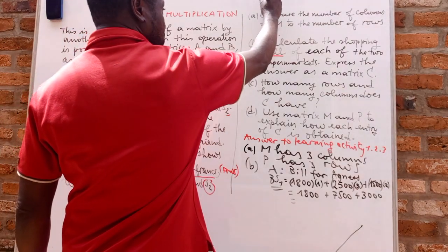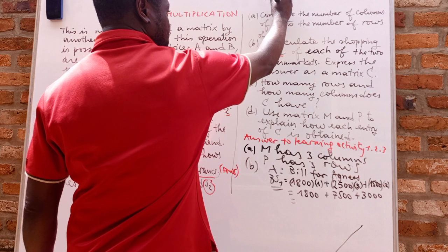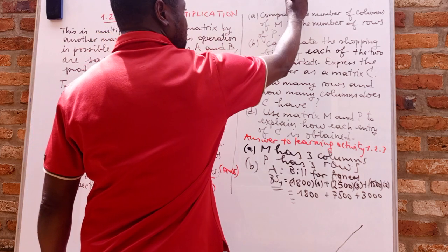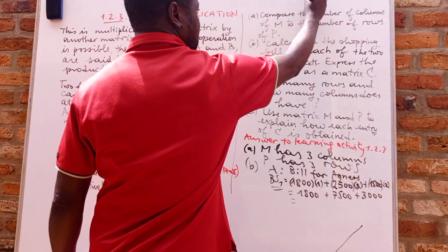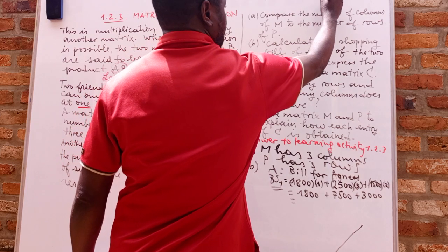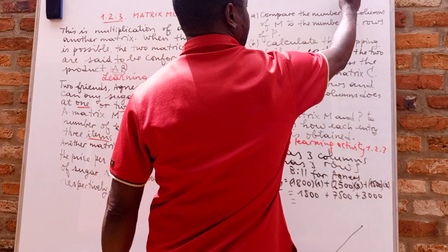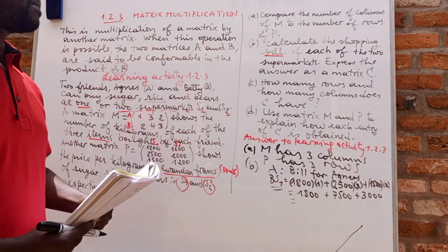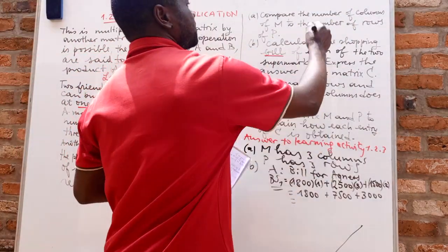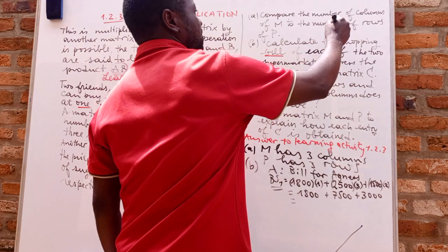So 7,500 plus 3,000. So this is 10,500. So it is 10,500 Rwandan francs.